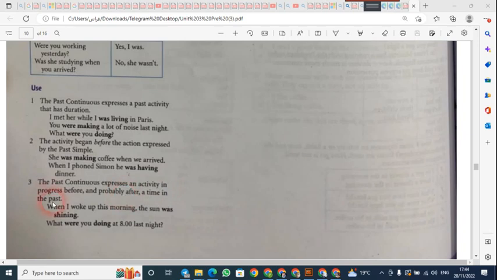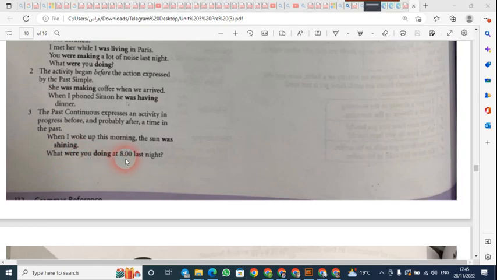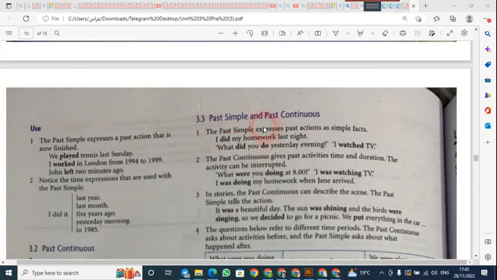The past continuous expresses an activity in progress before and probably after a time in the past. When I woke up this morning the sun was shining. What were you doing at 8 last night? Here we have a comparison between the past simple and the past continuous.